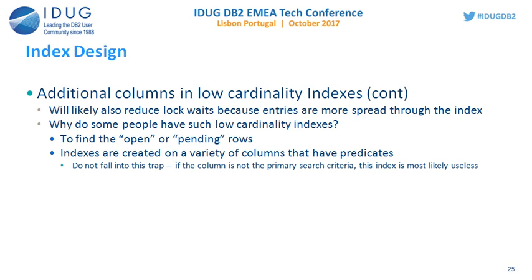And another reason is some places create indexes on all kinds of columns that have predicates, and that's overkill. Too many indexes. Because if Db2 doesn't use that access path for any of those queries, because it's not the important filtering, then that index is of no use.